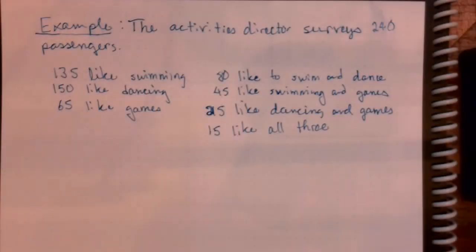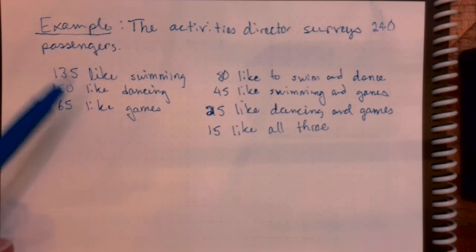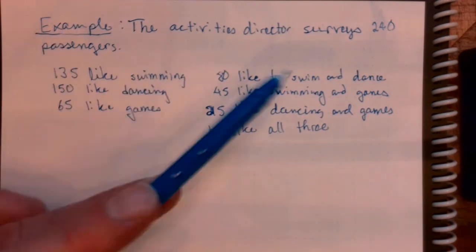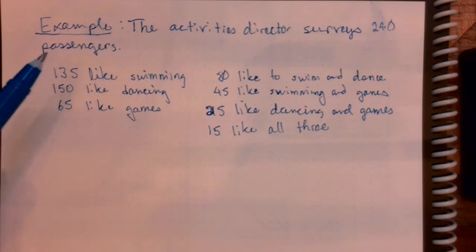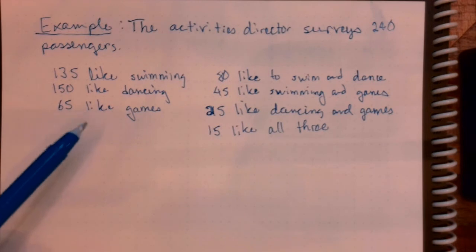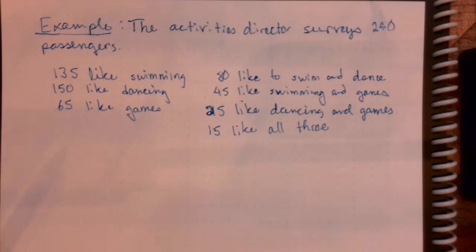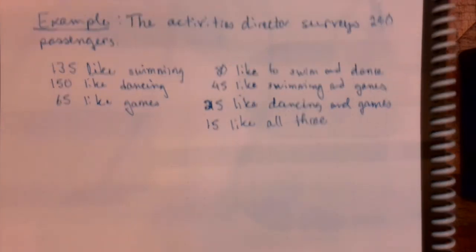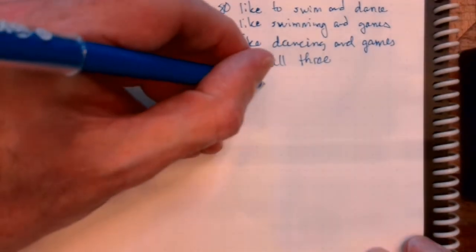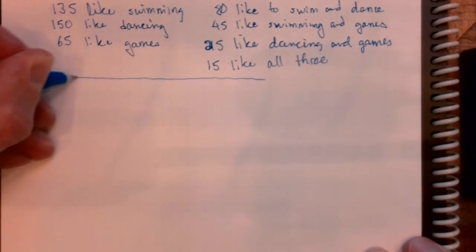In this example, we're going to assume that the activities director on a cruise ship has surveyed 240 passengers. Here's the breakdown of what people like from swimming, dancing, and games. There are three circles, three sets that we need to deal with, so when I make my Venn diagram, I'm going to need to account for that.